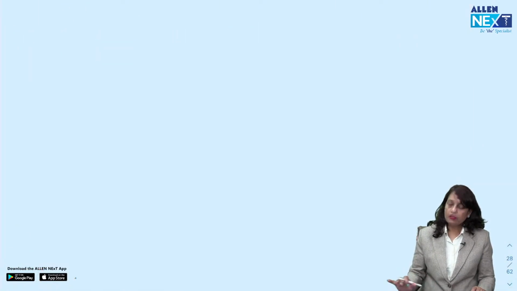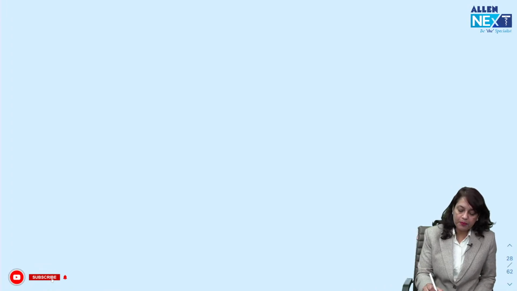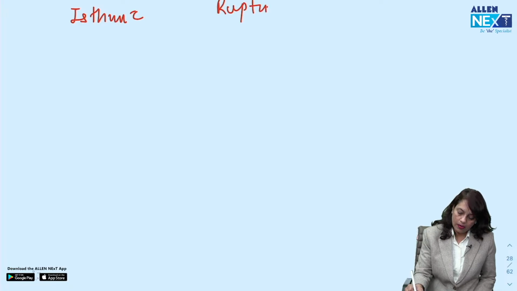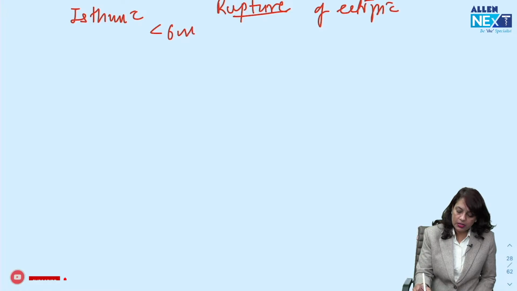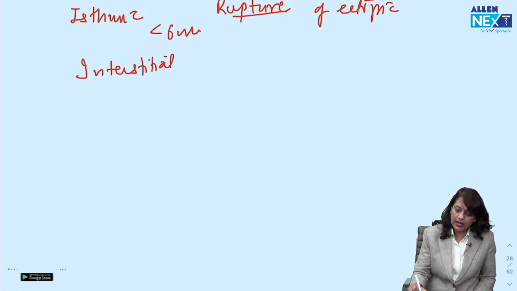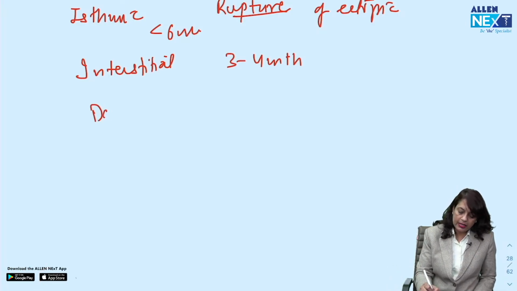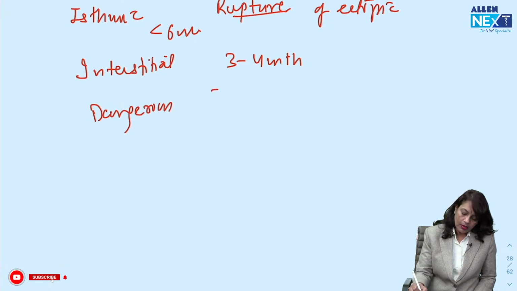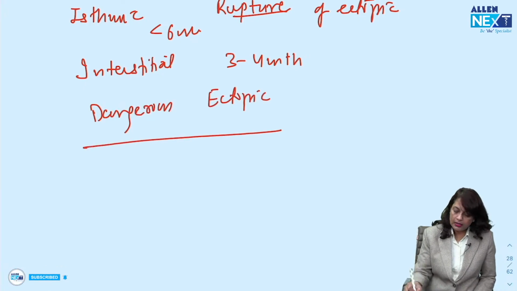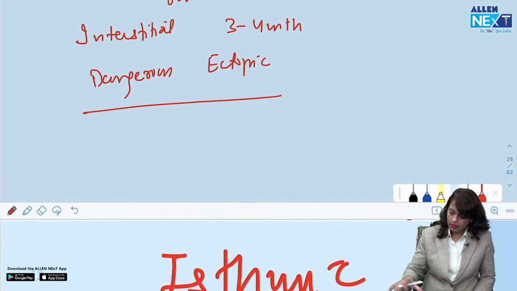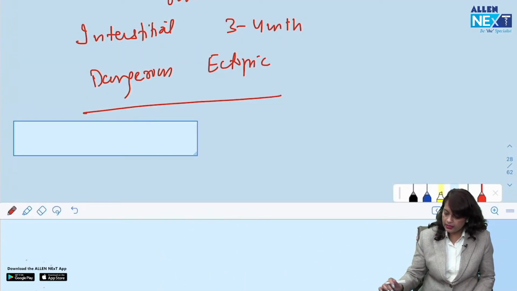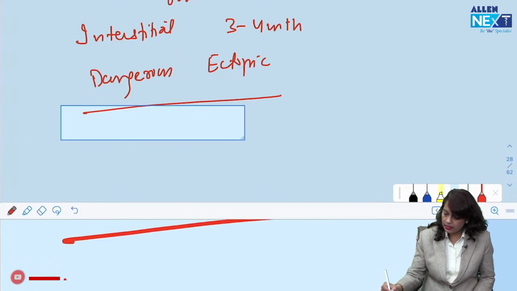Fine. So which type of ectopic pregnancy ruptures earliest is isthmic rupture of ectopic pregnancy. Okay, it ruptures in less than 6 weeks. Which of the ectopic pregnancy ruptures late is interstitial, 3 to 4 months. Which is a dangerous ectopic pregnancy? Answer is interstitial.